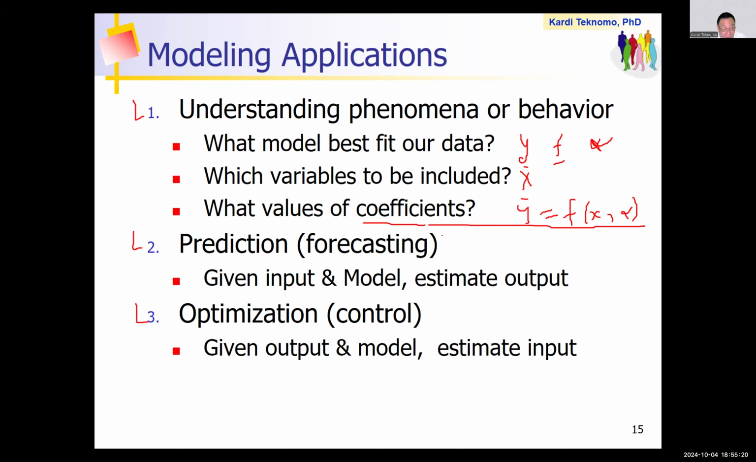Many people in different fields, you ask them, "Do you understand this?" Yes, they understand very well. Okay, can you predict? No. Then they are in level 1.